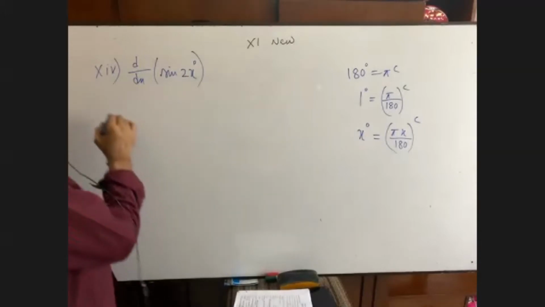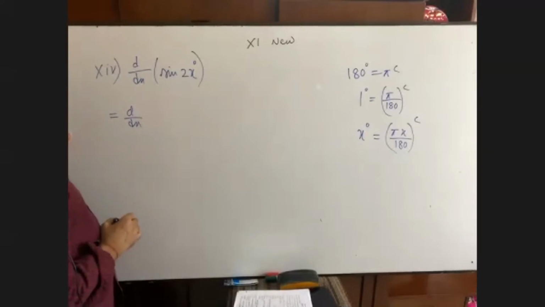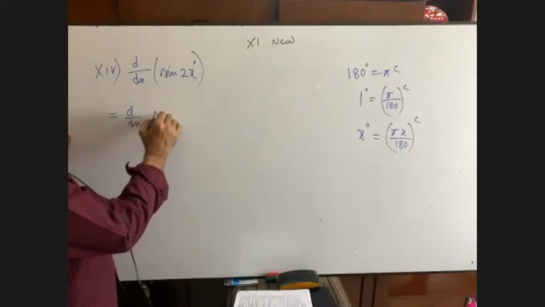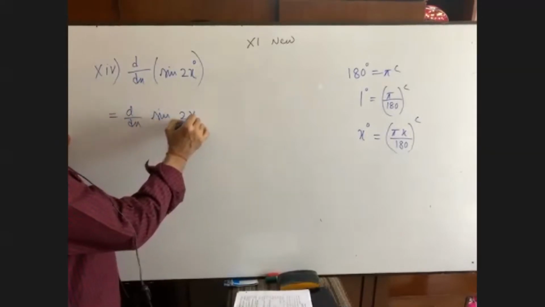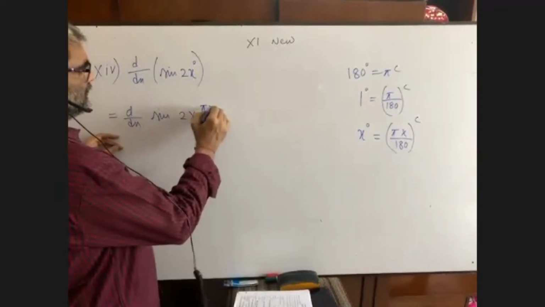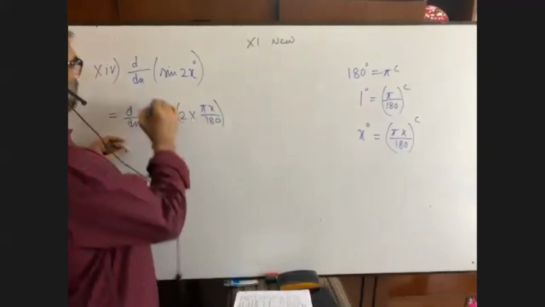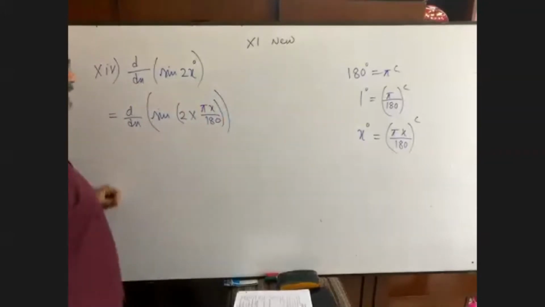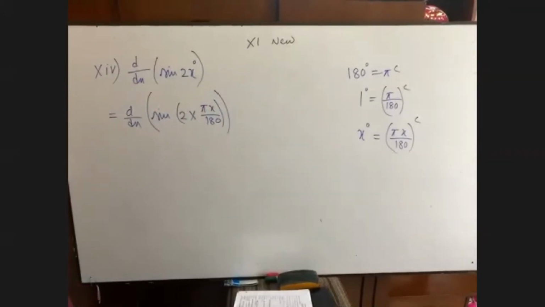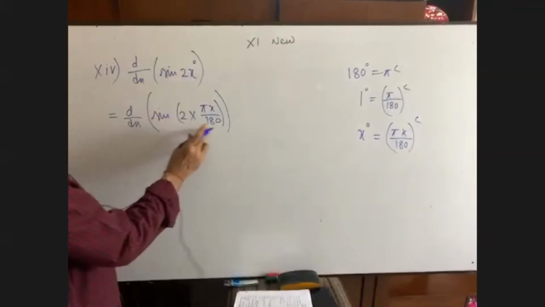So we are getting here d by dx of sine 2 into what is x degree? Pi x by 180. I have just put the value of x degree only, nothing else I did. Is it okay? This is sine, this is 2. This is the value of x degree.